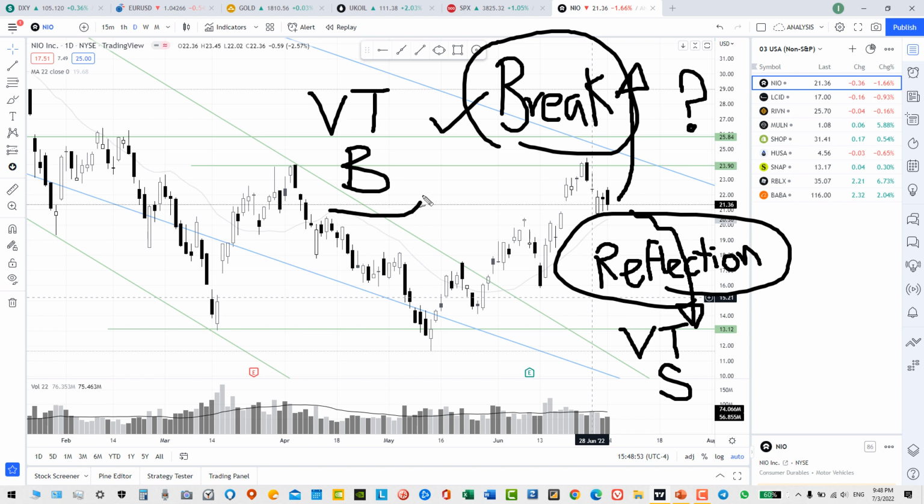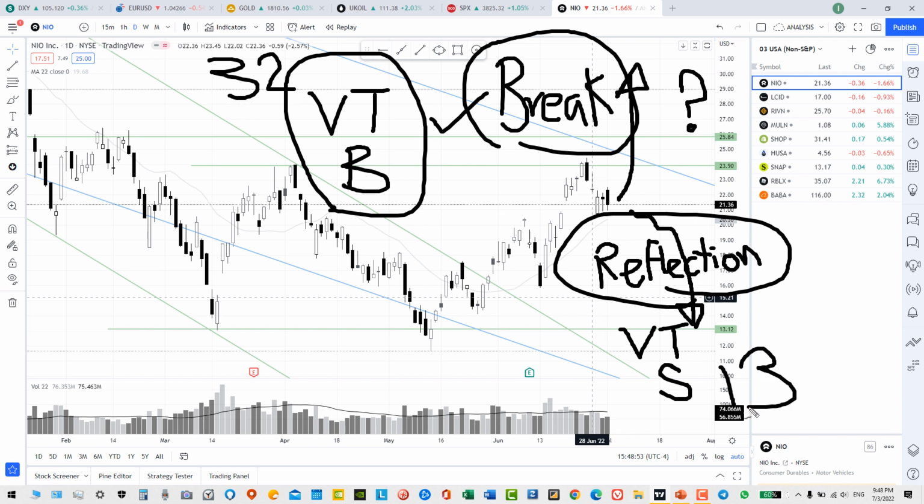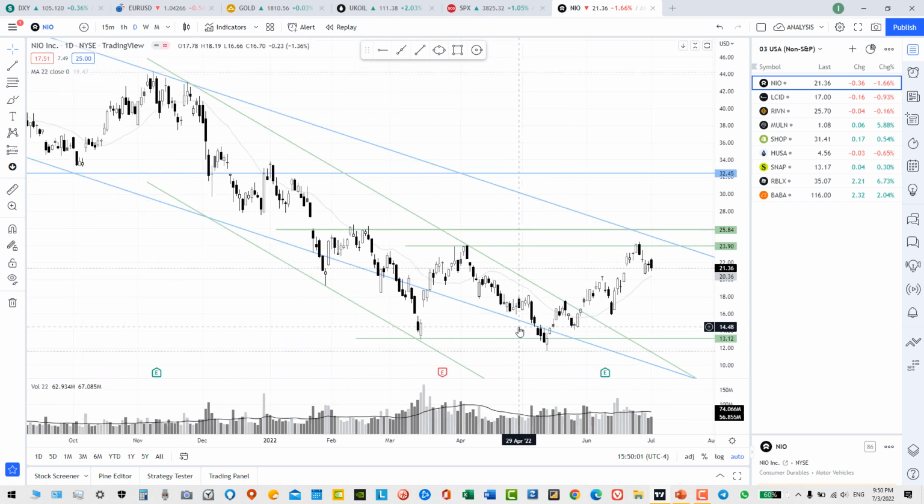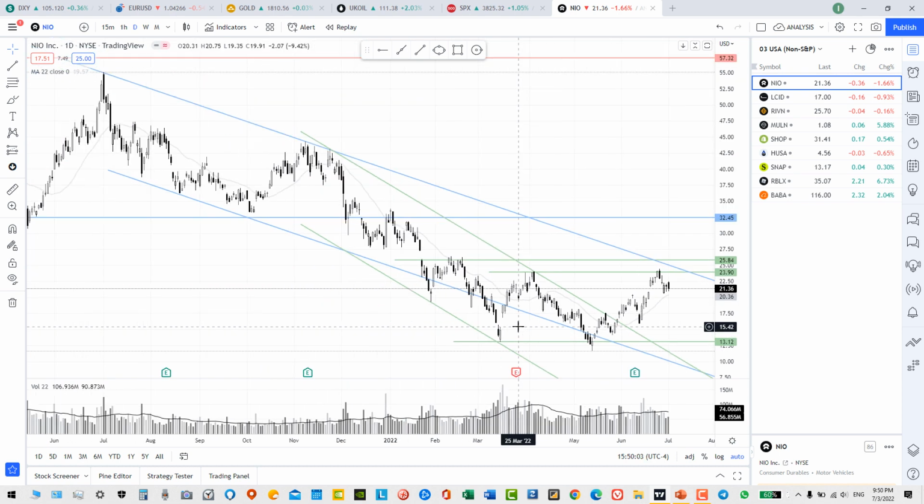Here on going up, we have 32 as a short-term target. Here we have $13 as a short-term target. So keep in mind that the stock is not on its way up unless $26 is broken to the upside, as we mentioned.